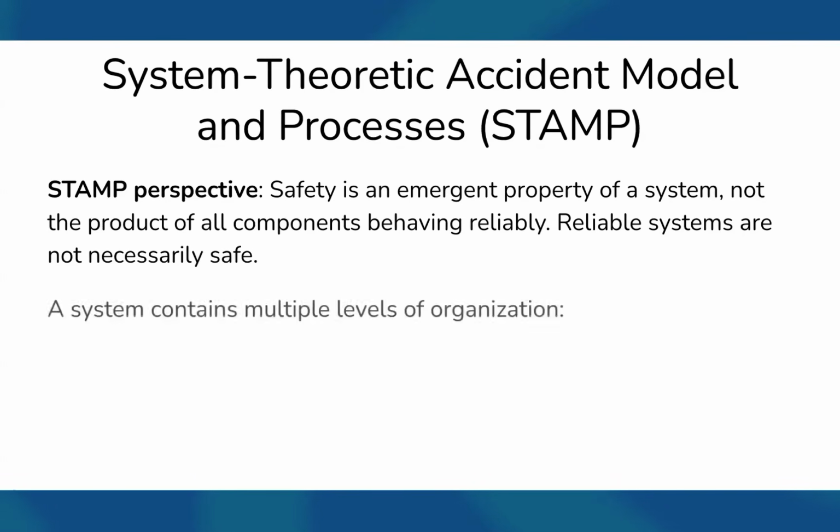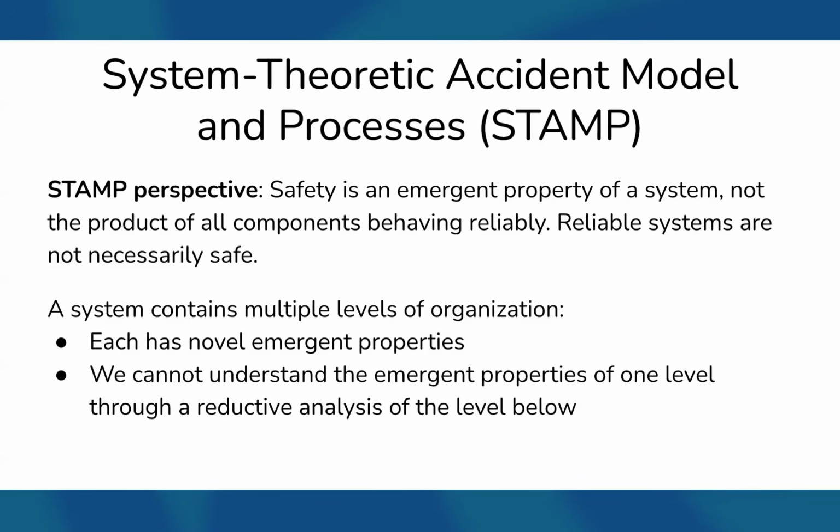STAMP also says that a system contains multiple levels of organization, and each level has novel emergent properties that need to be considered. And we cannot understand the emergent properties of a given level through a reductive analysis of the level below. Obviously, I'm speaking at a 30,000-foot view here. We'll speak more about complex systems in the next lecture, but it's being explicitly about complex systems here, since it is saying that we need to consider emergence.